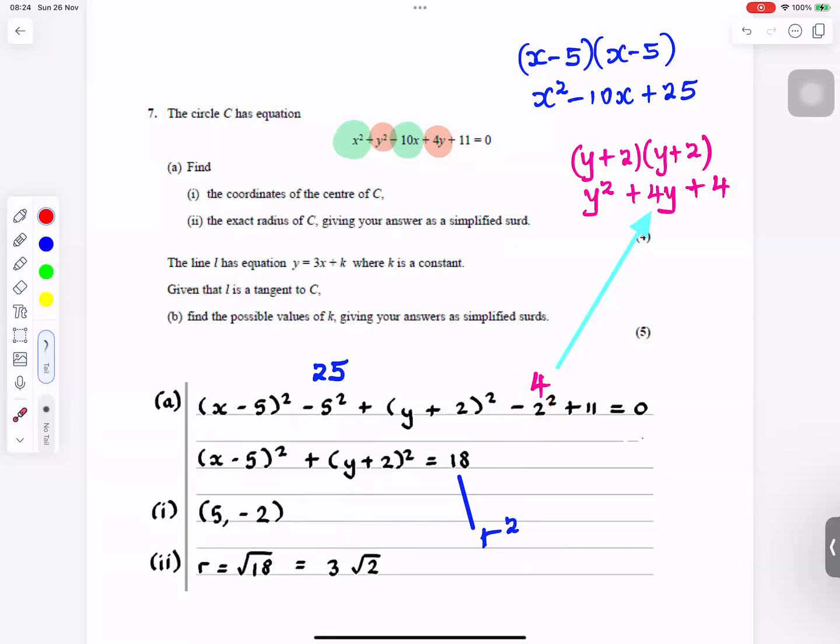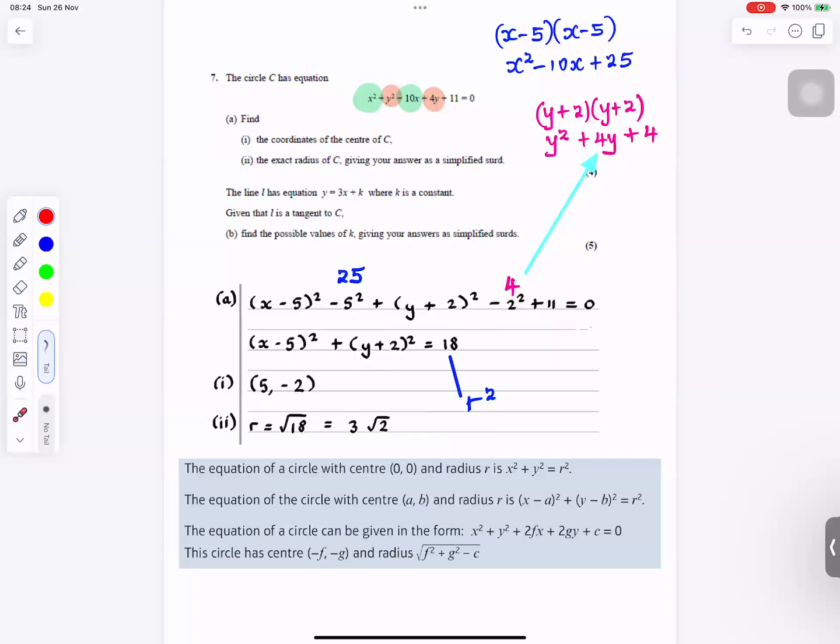Now we put all the numbers. We take the minus 25, minus 4, and the 11 to the right, so minus 25 minus 4 plus 11 gives you 18. So the center is 5, minus 2. Be careful when you find the center. If it's minus there, it will be positive 5. If it's plus there, it will be minus 2. And the radius is the square root of 18, which is 3 root 2.